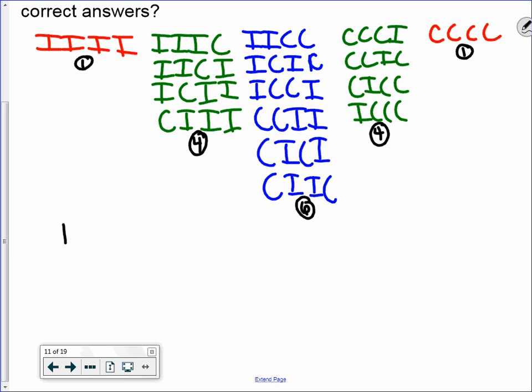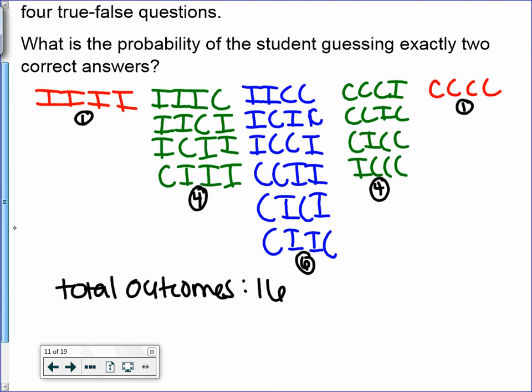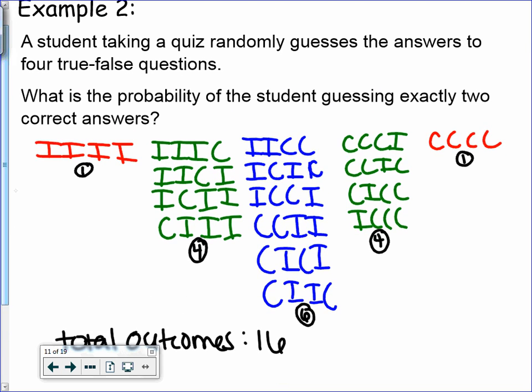So if you look at the total outcomes, there are 16. So the total is 16. Now let's go back up to what they're asking for. It says, what is the probability that the student guesses exactly 2 correct?